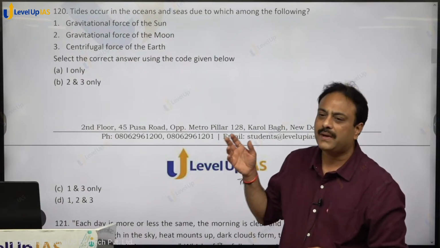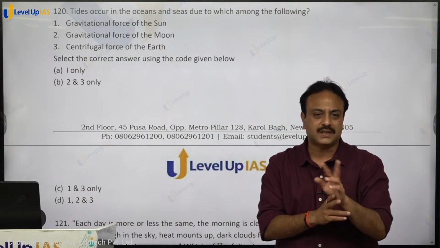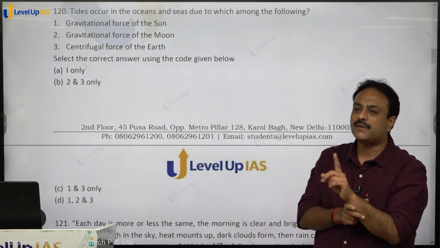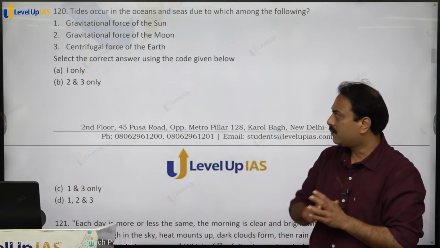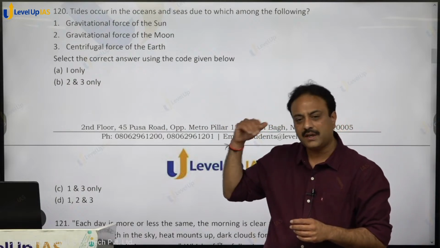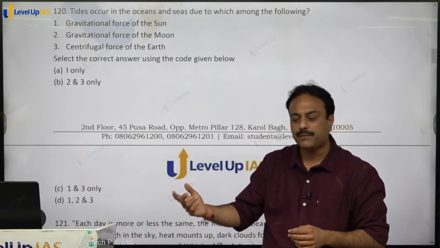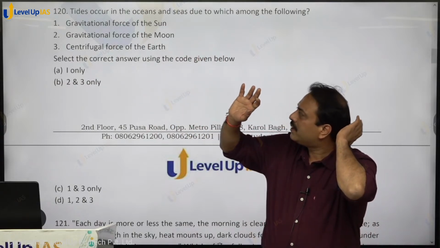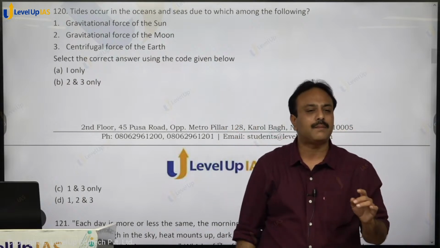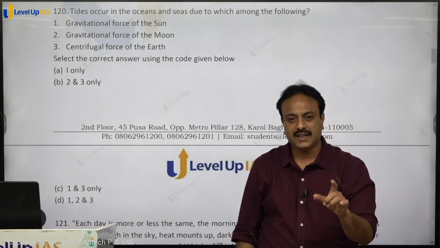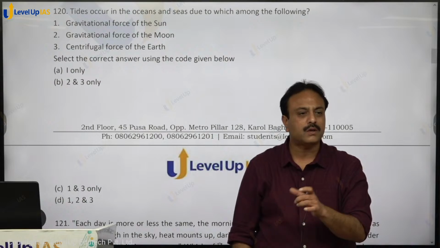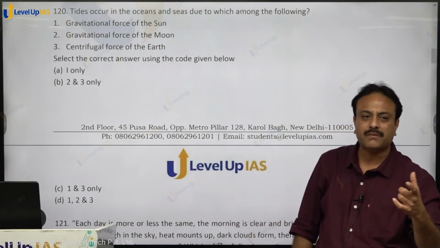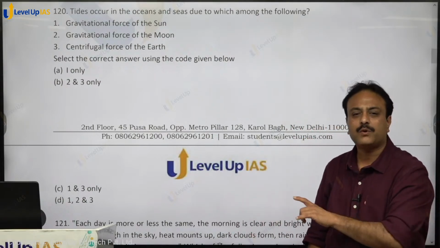Centrifugal force of the earth, in fact, is responsible for creating two bulges. Otherwise, because of gravitational pull there would have been only one bulge. So one bulge is created on the side of the moon, another bulge is created on the opposite side, and for that it is the centrifugal force of the earth. The gravitational force of the sun is comparatively very less in magnitude as compared to the moon, because it depends upon distance, and the distance of earth and sun is very high. Earth and moon is less.